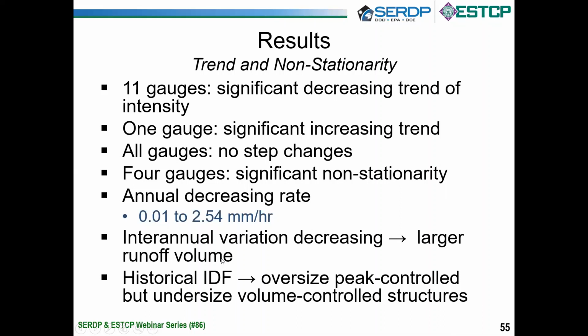But the intensities had a significant decrease in trend, while the interannual variation of precipitation tended to increase. That means the overall runoff volume could be large. Probably the total precipitation tended to increase, but the intensities tended to decrease. So if we use historical ADF curves to design structures, then the structure could be oversized for peak-controlled structures like a storm sewer pipeline. But for volume-controlled structures like a detention pond, it could be undersized.